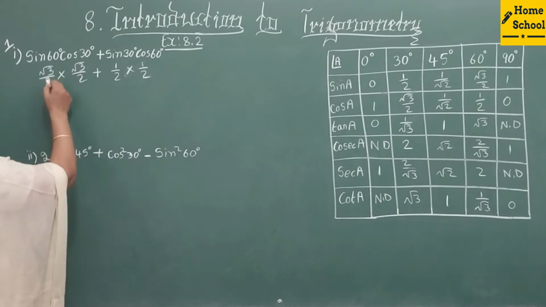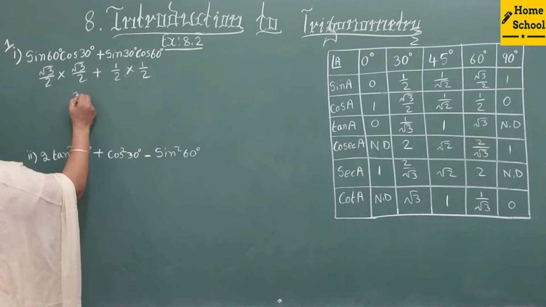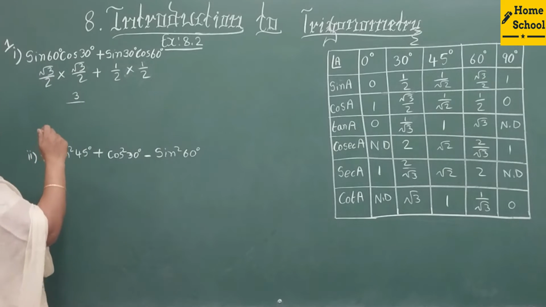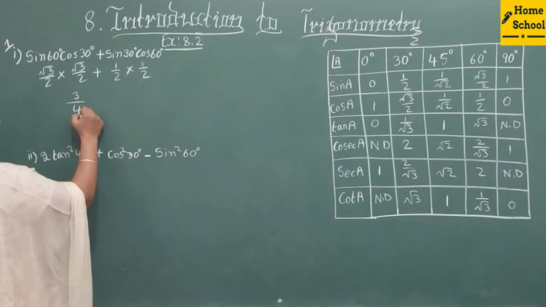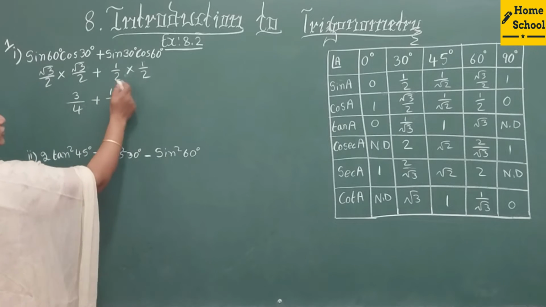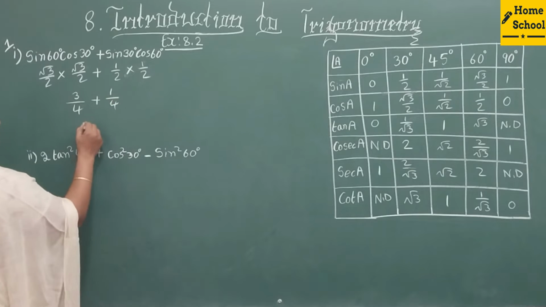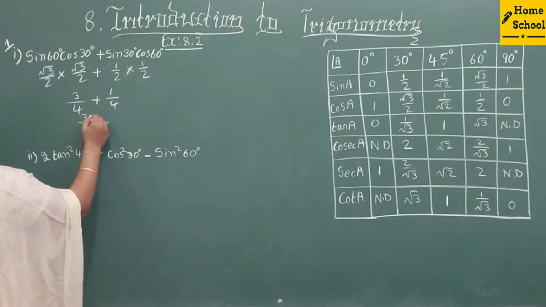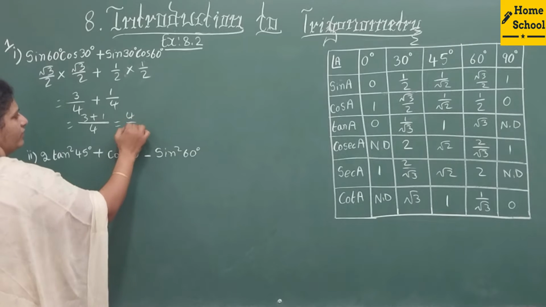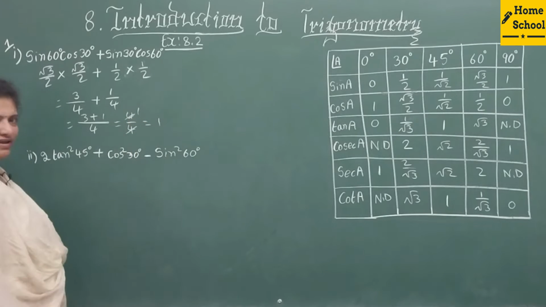Now multiply these two. Root 3 into root 3 is root 3 whole square, directly you can say 3. Right? 2 2s are 4. Plus 1 1s are 1. Denominators multiply, 2 2s are 4. Do LCM: 3 plus 1, that will be 4 by 4. That is, your answer is 1.